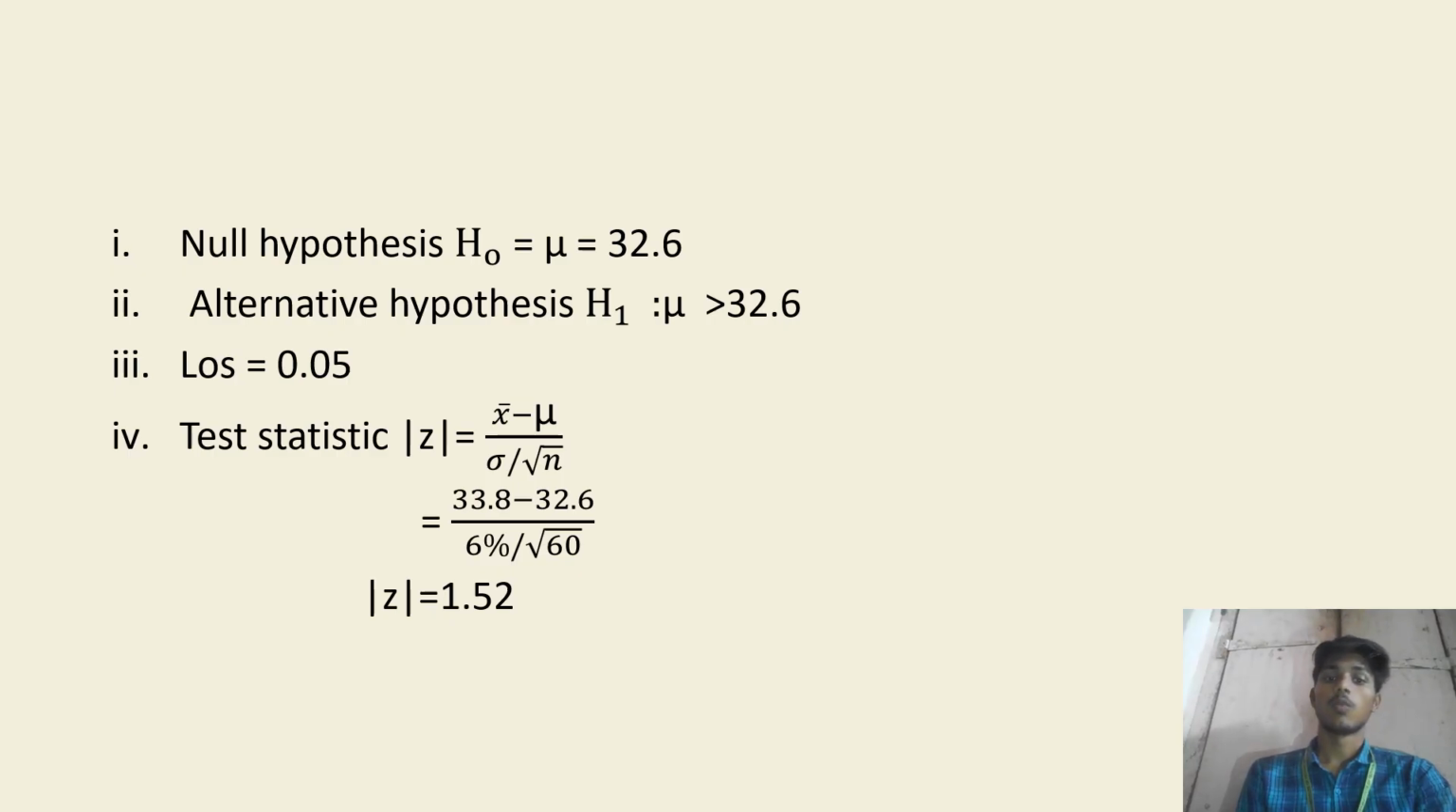Test statistic: modulus of Z equals x bar minus mu by sigma by root n. The x bar value is 33.8 minus mu equals 32.6, by sigma 6, root of n where n is 60. Let us simplify the solution and we get modulus of Z equals 1.52.